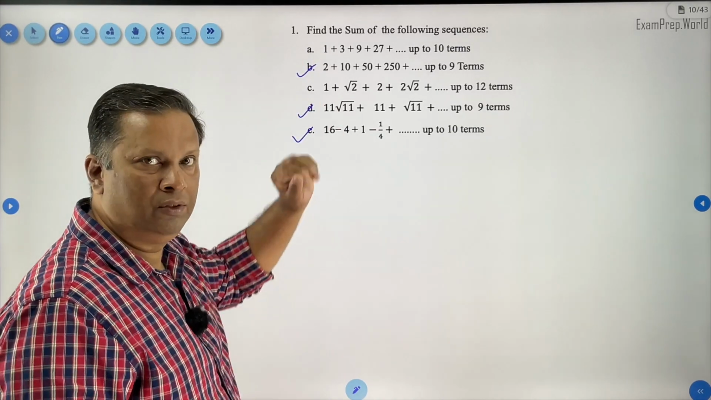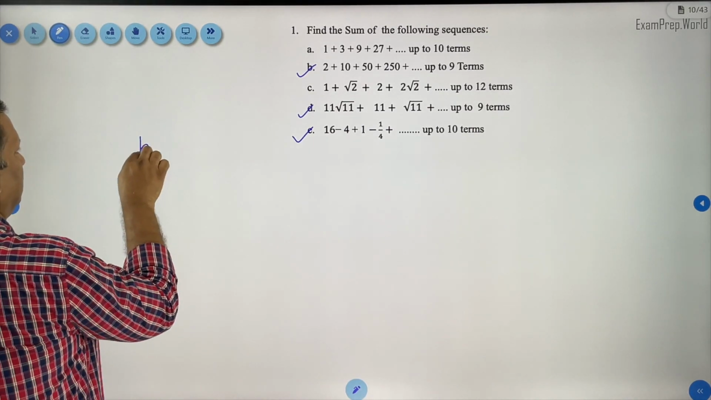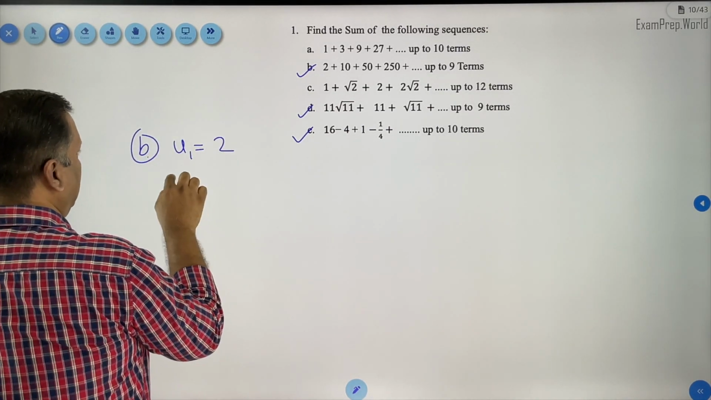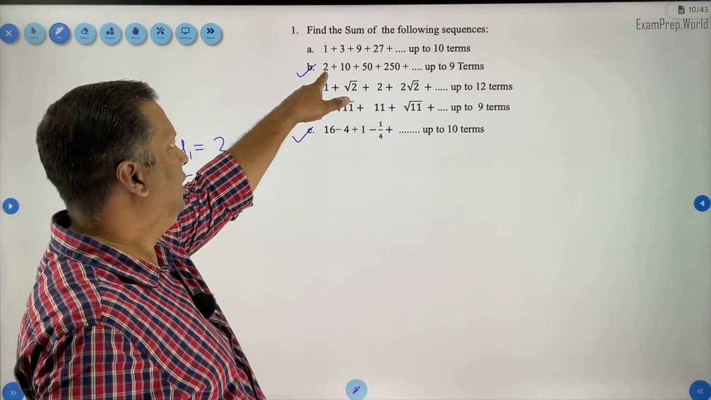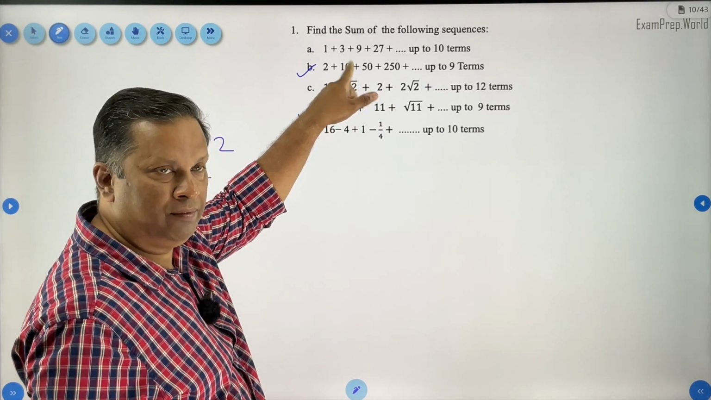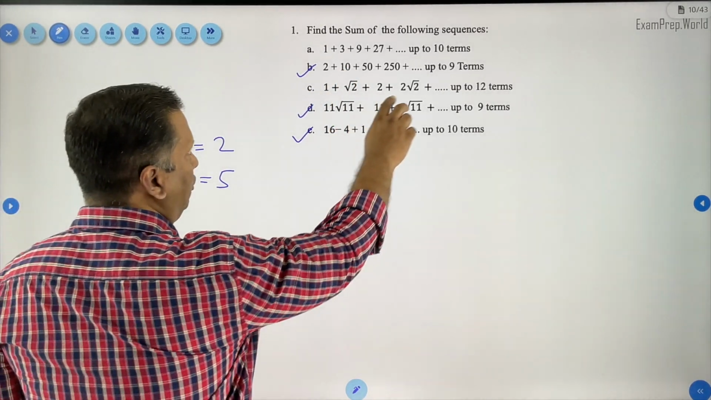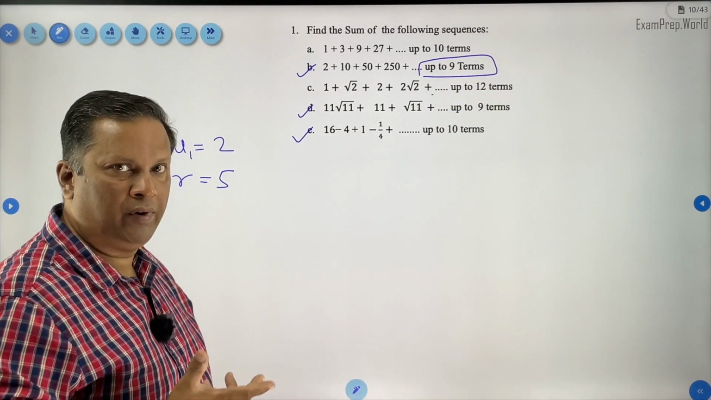What is U1? U1 is 2. I'm doing B for you here. Always capture U1. U1 is 2. What is R? 10 divided by 2 is how much? 5. 50 divided by 10 is also 5. So R is 5 in this case. Now we have to add up to 9 terms, so we have to find S9.